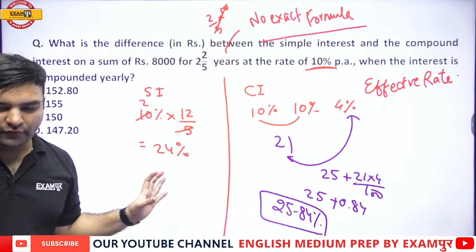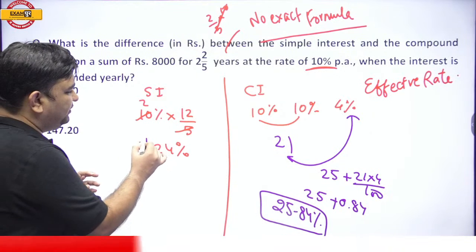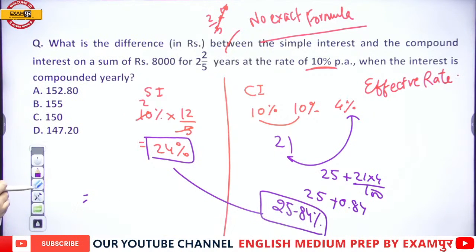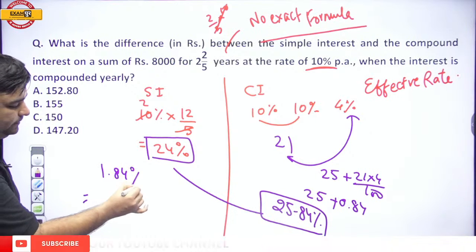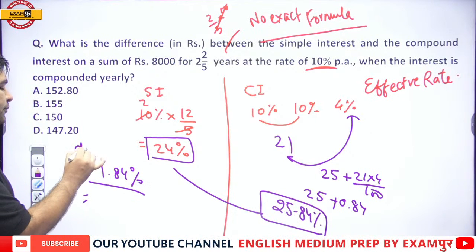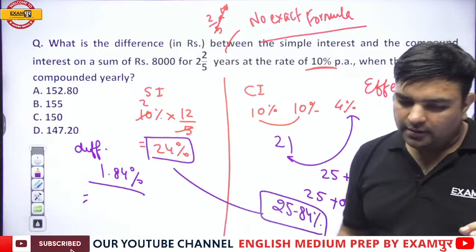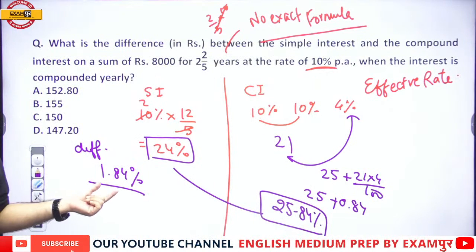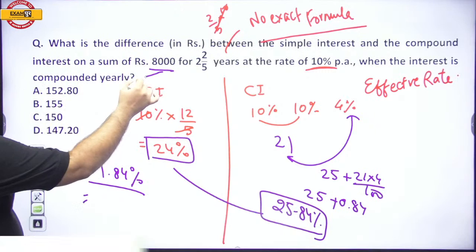So effectively, you will get 25.84% interest from here and 24% interest from here. What is the difference? The difference is 1.84%. Got it? Well done, Hemant and all others.